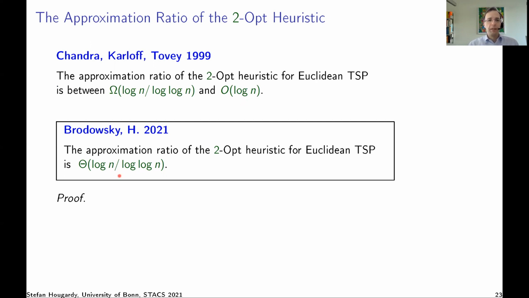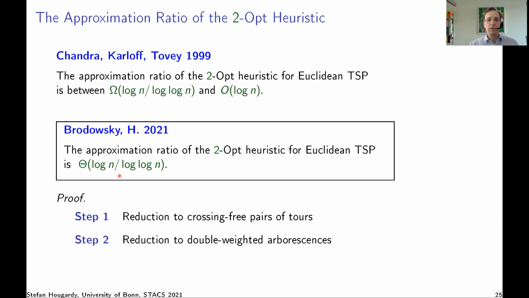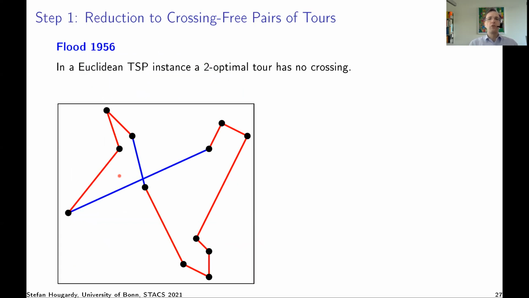So how do we prove this result? Our proof consists of three main steps. In the first step, we reduce the problem to so-called crossing-free pairs of tours. In the second step, we reduce the problem to a problem in double-weighted arborescences. In the third step, we show some weight bounds for double-weighted arborescences, which then will yield our result. So let's start with the first step, the reduction to crossing-free pairs of tours.